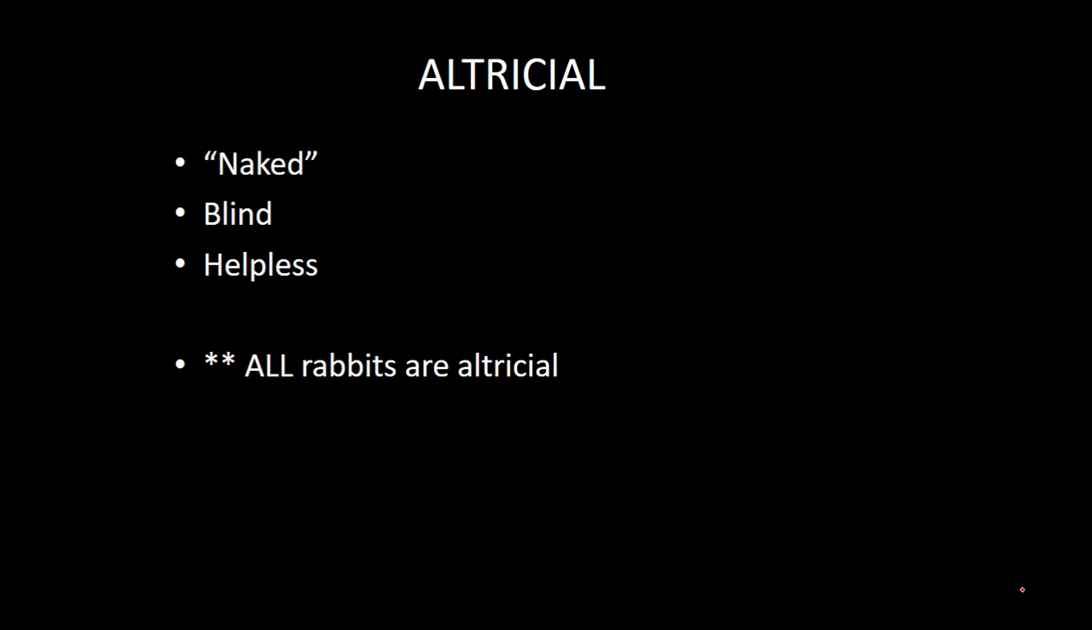Okay, there's a name for that. There's a name for when you're born underdeveloped. It's altricial. So let me pronounce it for you one more time. Altricial. And on your note sheet, you're supposed to define this word. Altricial means you're born naked, blind, and helpless. And before I forget to say it, all rabbits, every rabbit species in the world, is born altricial.